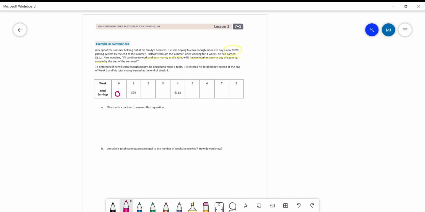So in week 1, we have he's made $28. So if he works for 2 weeks and he's making $28 every week, we would simply double the 28 and realize that he's made $56 in 2 weeks. So every single time, we are adding another $28. So this would be 84, this would be 140, this would be 168, 196, and in week 8, we have $224.